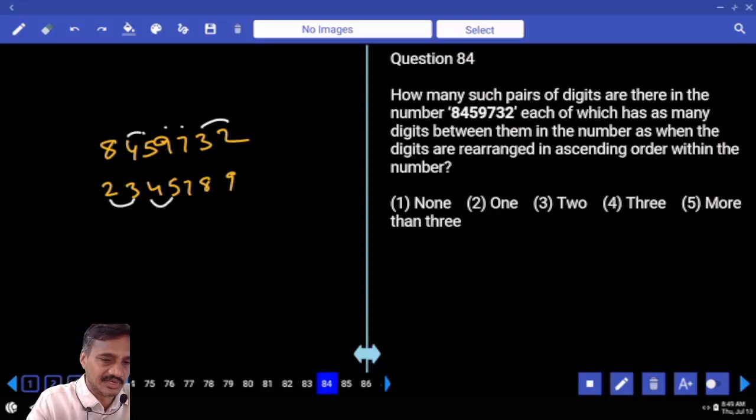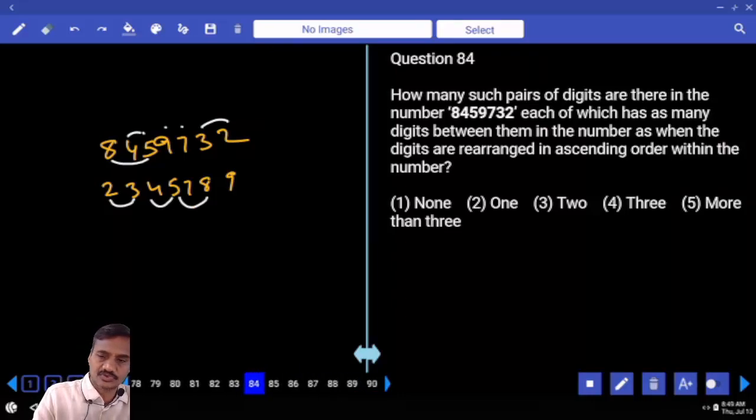Next 5 and 9. Now 5 and 8. Now between 5 and 8 there is 1. Here 5 and 8 there is another. And so how many pairs we have? 3. 3 is the choice for question number 84.